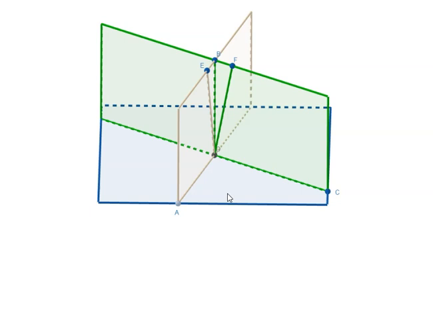So that is proposition 19 of book 11 of Euclid's Elements.